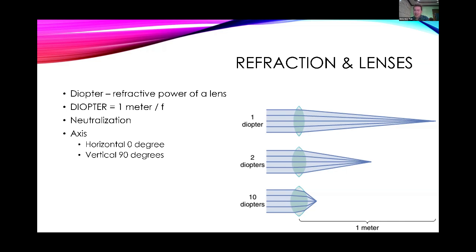And you will appreciate this one if we do the laboratory in the optics of vision on how you do that. What do I mean by neutralization? When I say neutralization, it is like +1, -1 is 0. What does that mean?